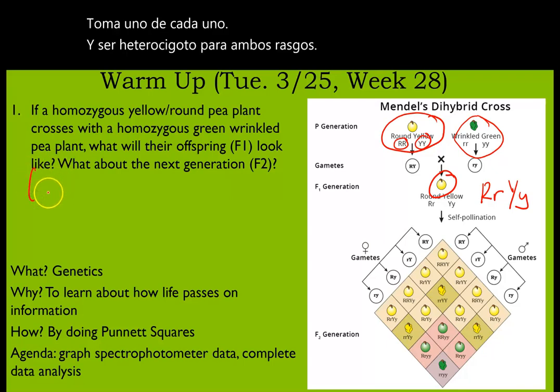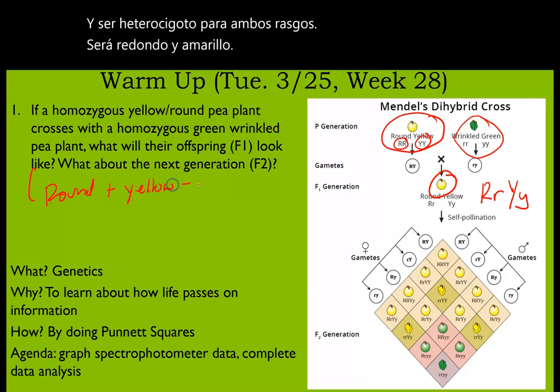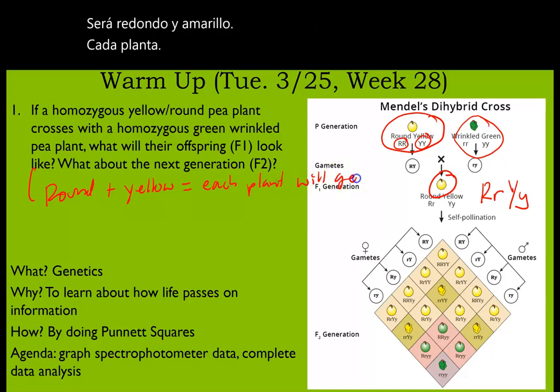Okay, it will be round and yellow. Each plant will get a dominant allele.